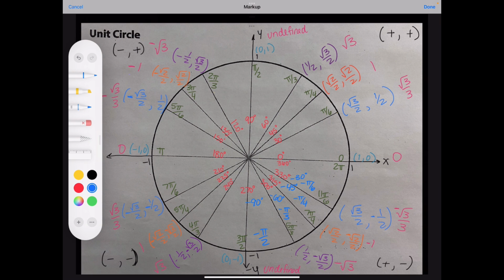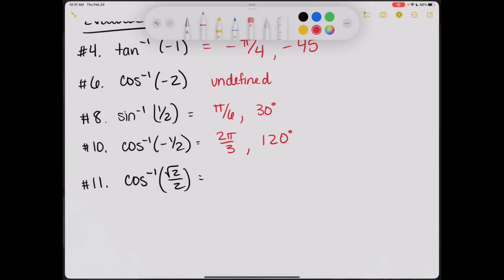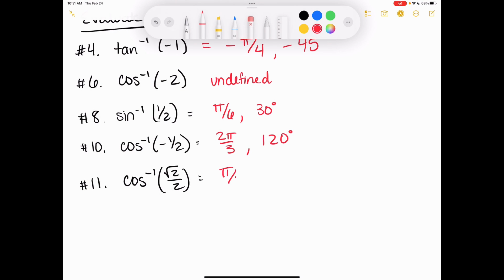All right. Cosine being root 2 over 2 occurs where? It occurs at pi over 4. Okay, at pi over 4 and 45 degrees. Yes. I'm correct. 45 degrees.